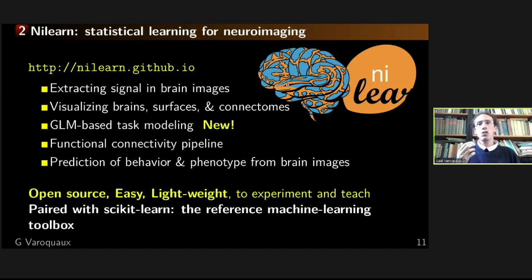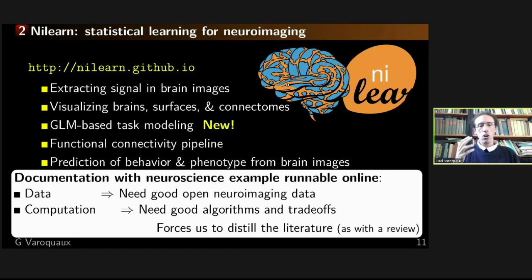NiLearn provides statistical learning for neuroimaging in Python. It does all the steps of a pipeline after preprocessing, extracting signals from the brain images, visualizing brains, surfaces, connectomes. Recently, we just added standard GLM-based task modeling. We have a full functional connectivity pipeline, and we can do decoding, that is prediction of behavior and phenotype from brain images. We focus on being open source, easy, lightweight, to facilitate experimenting and teaching. It's also paired with scikit-learn, which is the reference machine learning toolbox. All the documentation of NiLearn comes with neuroscience examples that are runnable online.